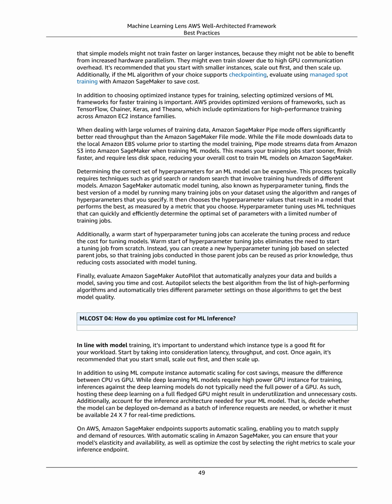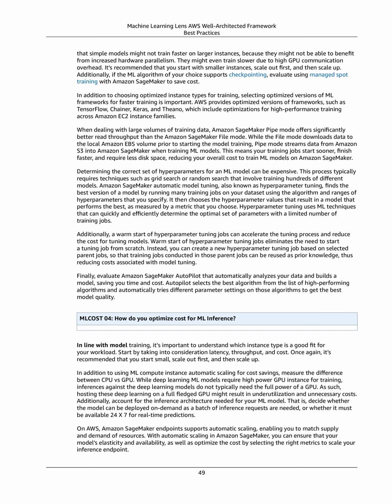Finally, evaluate Amazon SageMaker Autopilot that automatically analyzes your data and builds a model, saving you time and cost. Autopilot selects the best algorithm from the list of high-performing algorithms and automatically tries different parameter settings on those algorithms to get the best model quality.